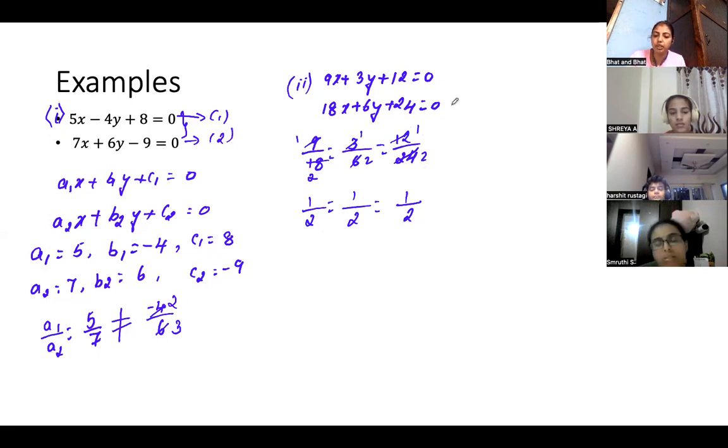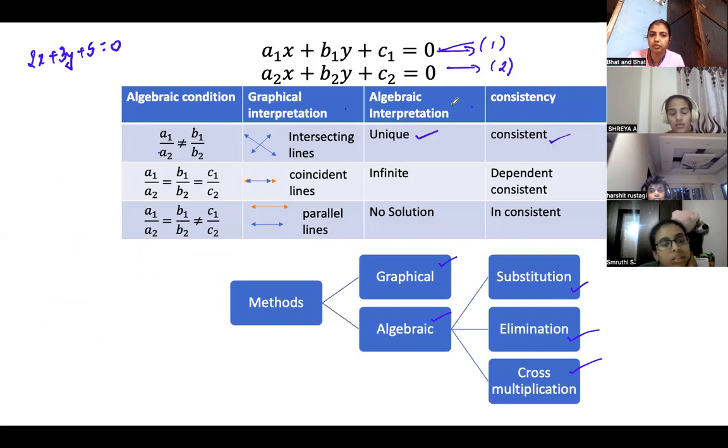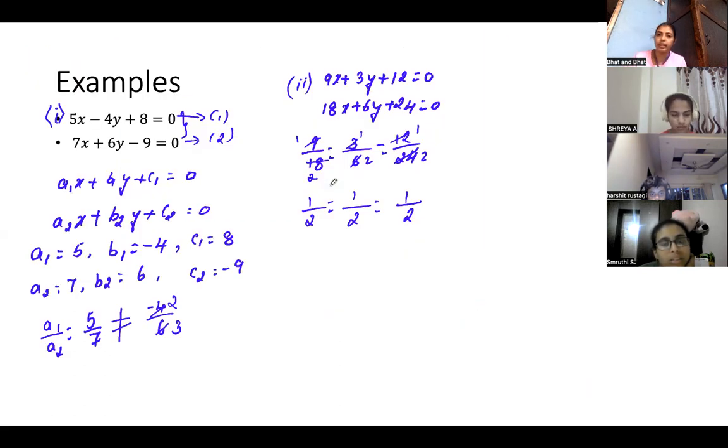All the ratios are equal. So according to the table, therefore, graphically, when you represent these equations, you will get coincident lines. Correct? Understood? You will get coincident lines. Got it? Next, the third one.